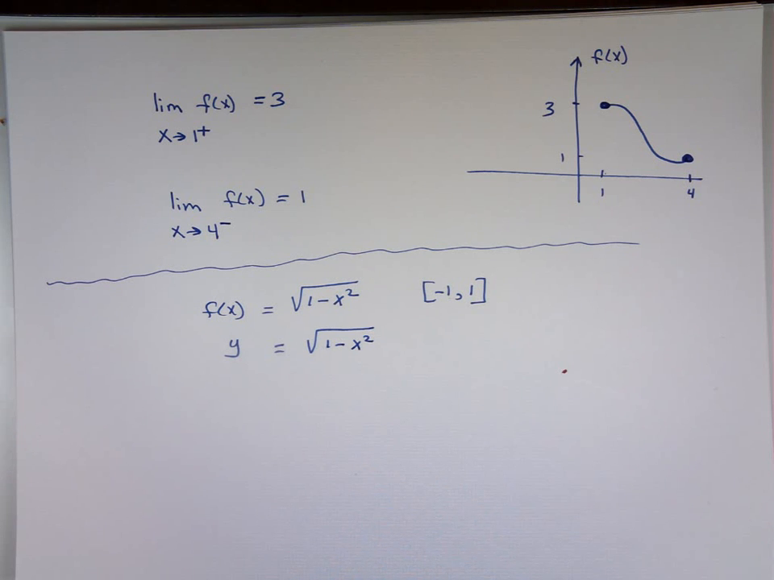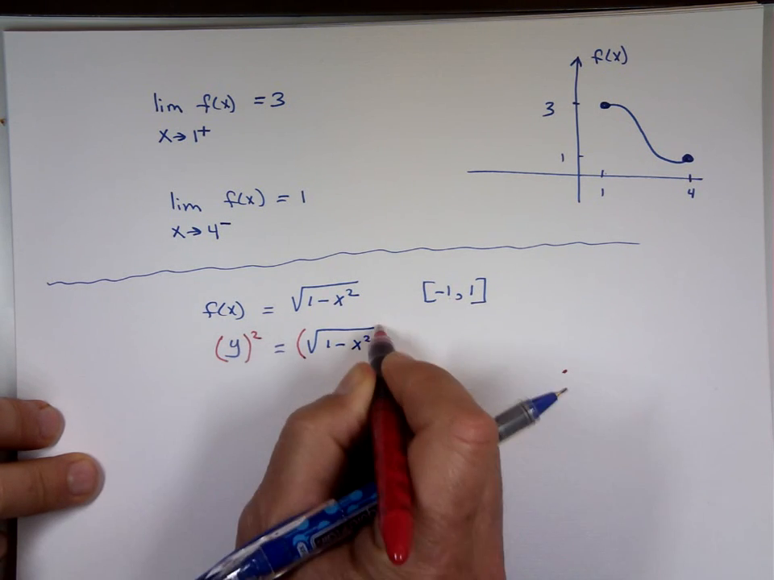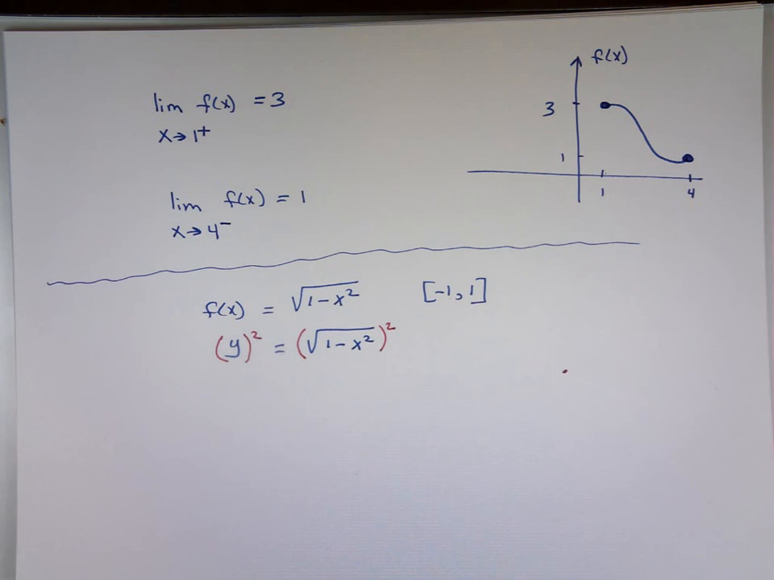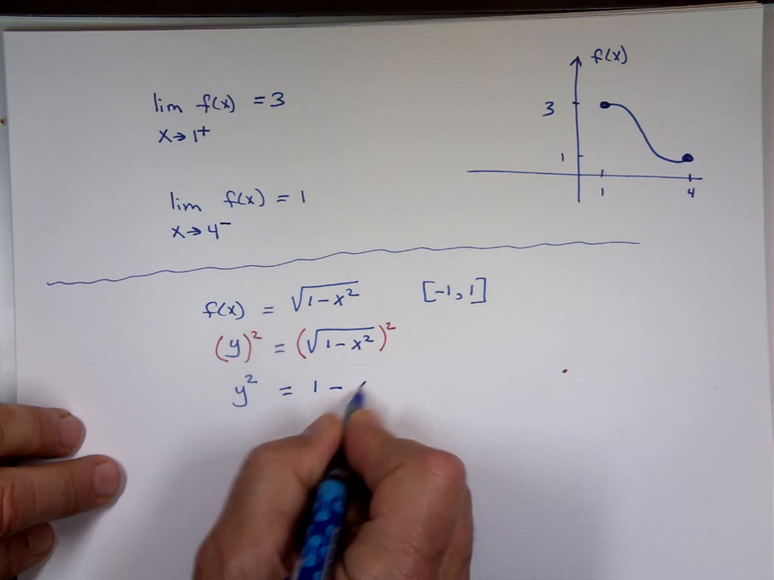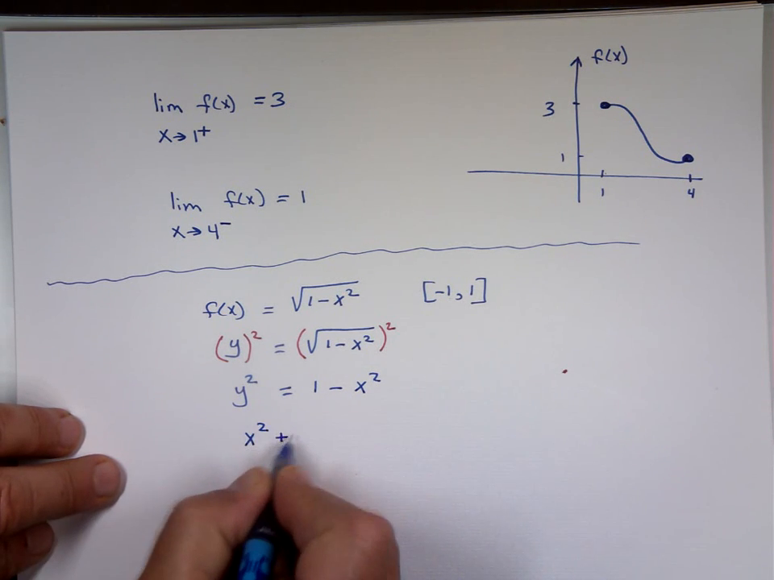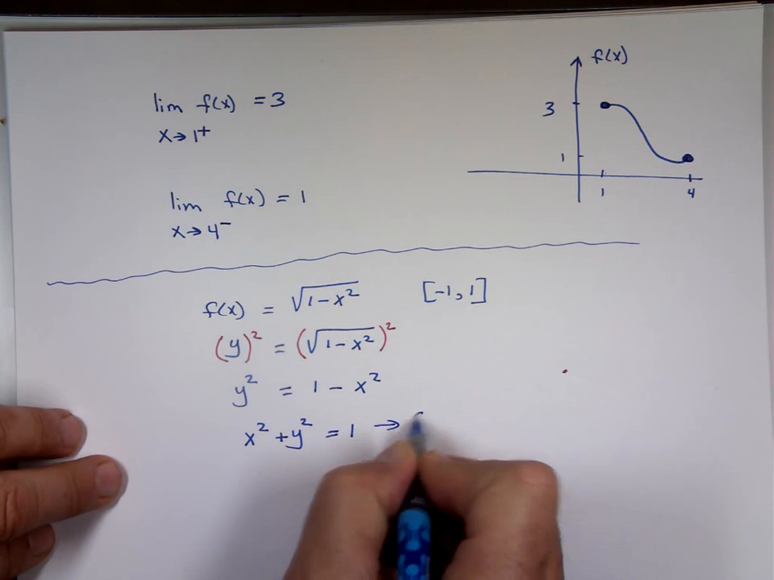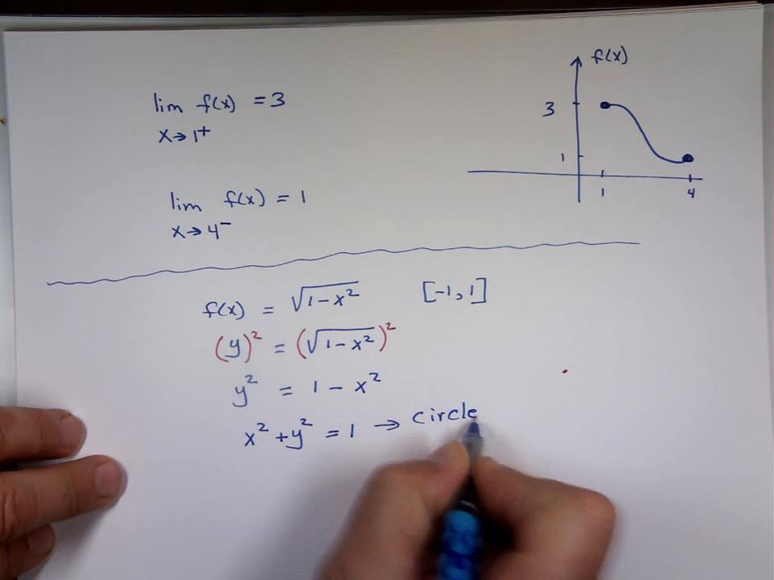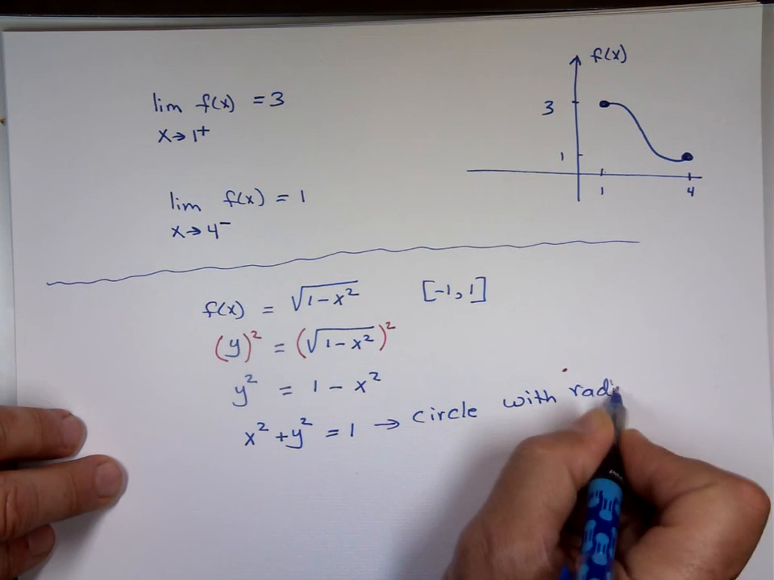and to cancel a square root, what do you need? Square both sides, right? So if you square this side, you've got to square that side. So you'll have y squared equals 1 minus x squared. Move the x squared to this side, it becomes positive. And that's the equation of a circle with radius equal to what? Equal to 1.